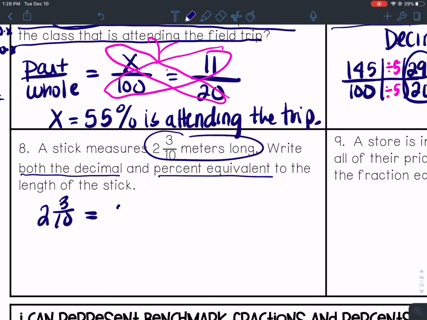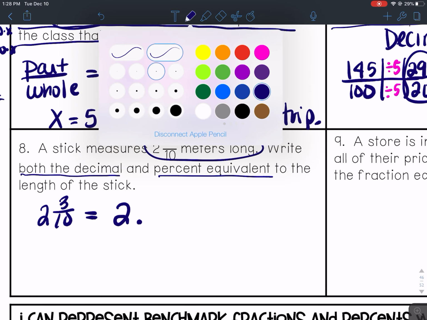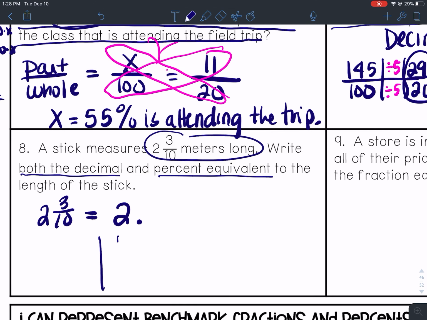Well, I know I have the 2 for sure. That's my whole number. And if you guys don't remember, we did a table like this at the very beginning of the year. I had a decimal here. I think I did too many lines. I had my ones place, I had my tenths, and I had my hundredths.